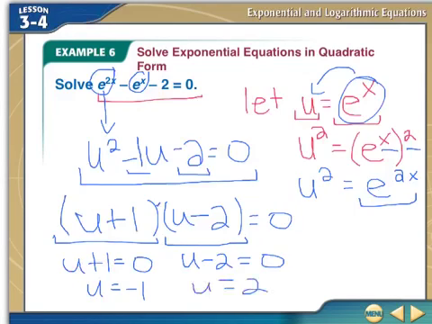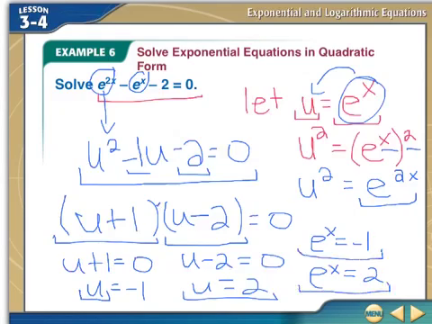Now, what I can do now that I've used my u substitution to help me factor, I can go back in and substitute for u. So I get e to the x equals negative 1, because I can resubstitute for u. U is the equivalent of e to the x, and u equals 2 over here, so I would get e to the x equals 2. Now, what we need to do here is figure out the solutions for x. And so on the next slide, I'm going to go ahead and solve these exponential equations right here for x, and then check my solutions.